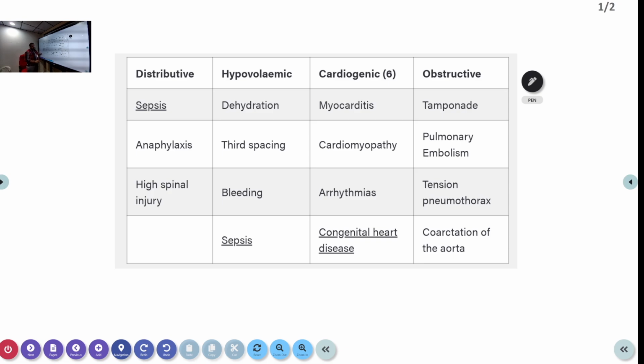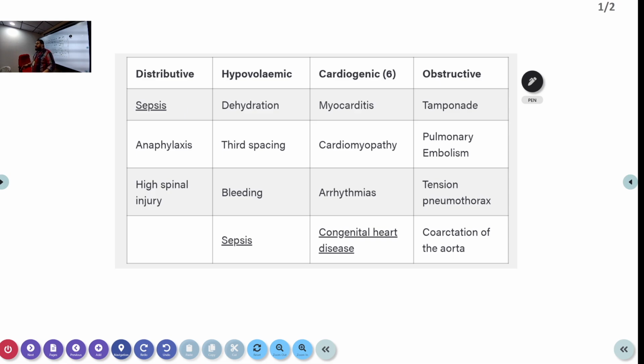When you are writing for an exam and you have been asked to classify shock, you can classify it this way, which is better. Rather than writing septic shock, cardiogenic shock separately, you can first say distributive shock. Under distributive shock, you can have septic shock, anaphylactic shock, and neurogenic shock.